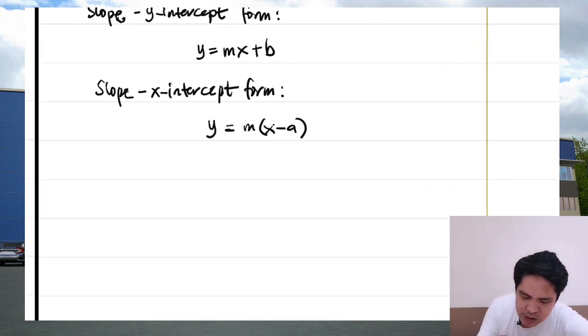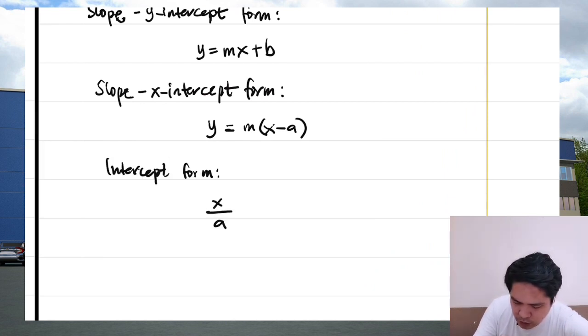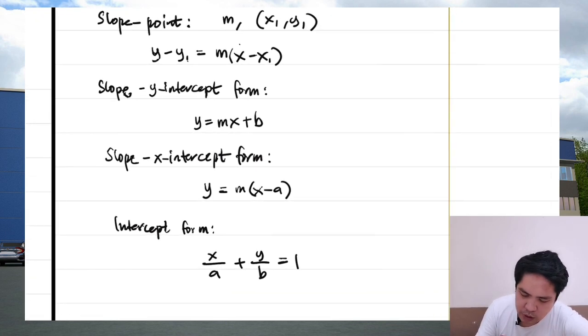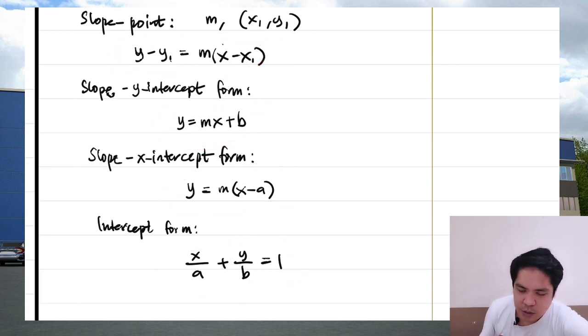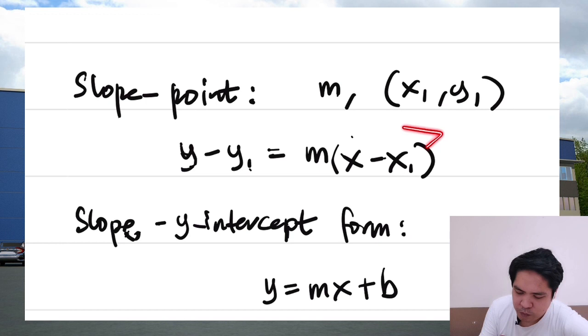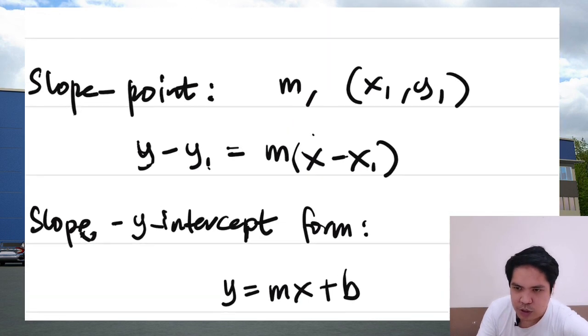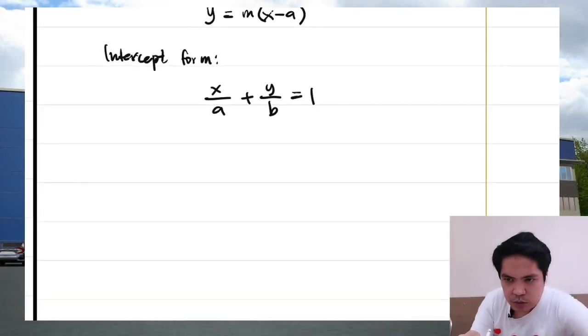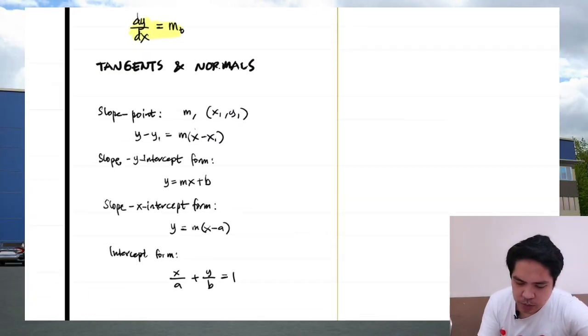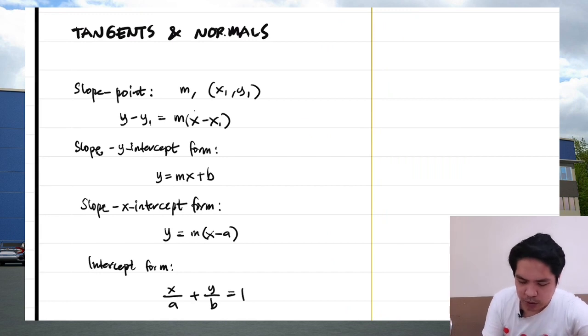Okay, so what else? The intercept form, that is just x over a plus y over b, and that is equal to 1. These standard equations of the line are just interrelated. But here, I think most of the time we'll be using the point slope form, which is this. It's easy to memorize. That's just y minus y1 equals m times x minus x1.